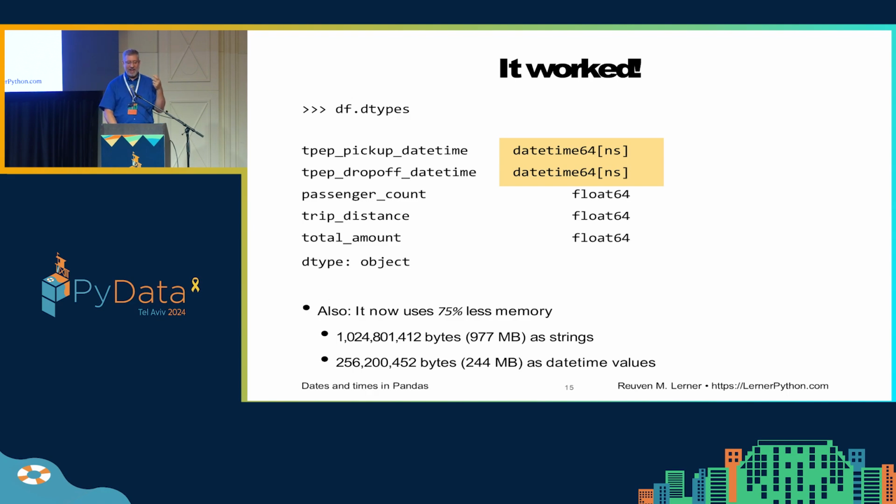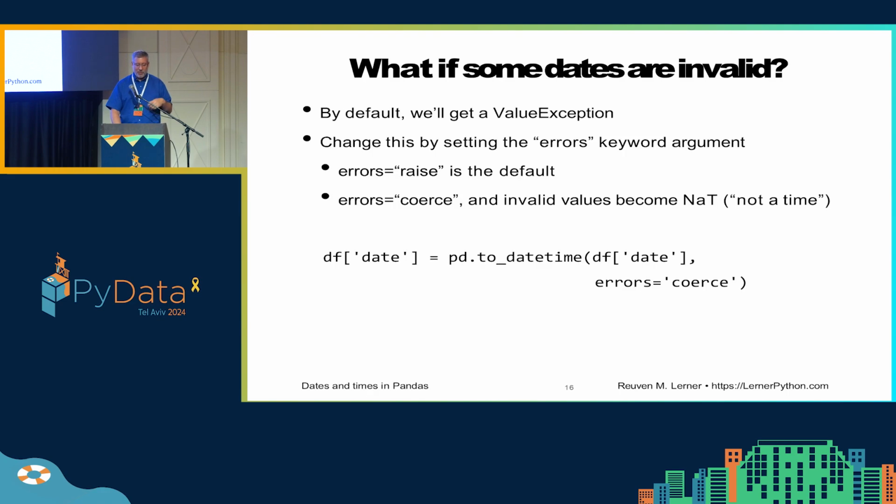Before, when I had them as strings, they actually took up 977 megabytes, nearly a gigabyte of memory. But putting them in datetime format used 75% less memory, about 250 megabytes worth. So we are gaining functionality and we are saving memory. Big win.